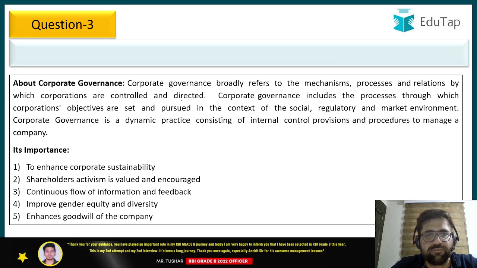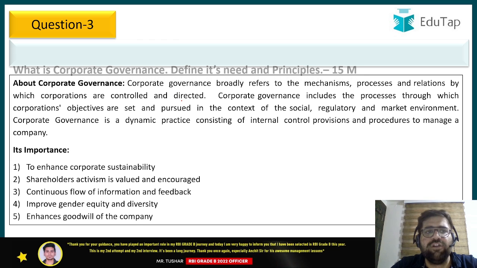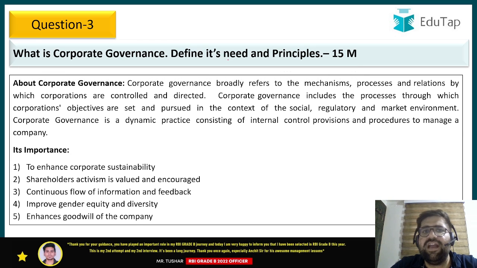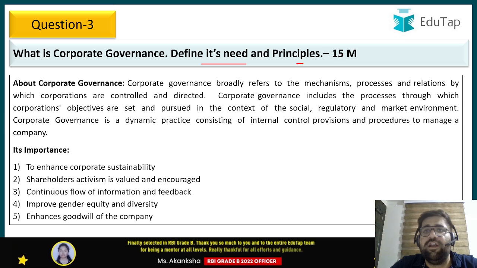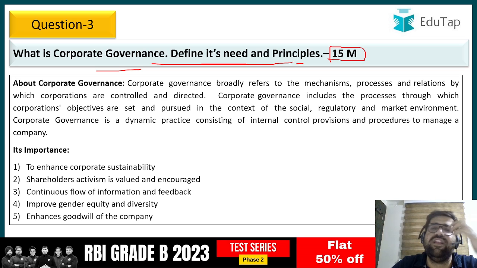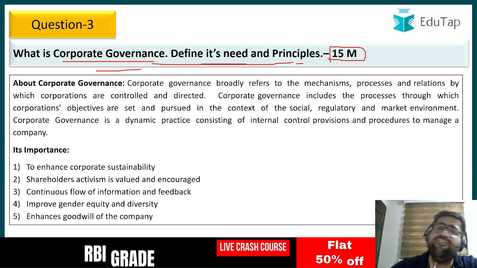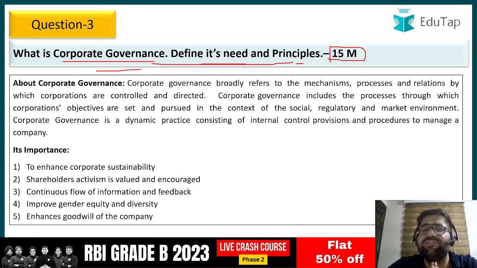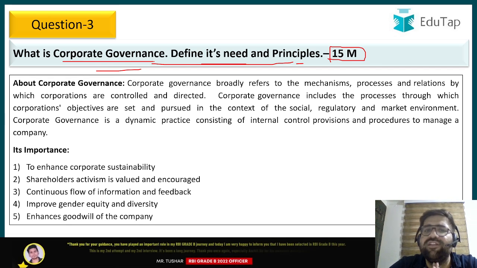Now, question number 3 talks regarding what is corporate governance, identify its needs and principle. Now, this is a 15 marker question. So, what is corporate governance? Define its needs and principle. Again, a very easy question I would say, because corporate governance we were not expecting any objective kind of question in 2021. We expected that yes, there will be a descriptive question, and here on your screen there is a descriptive question, right? Now what is corporate governance?